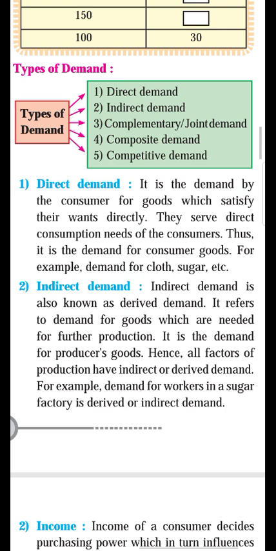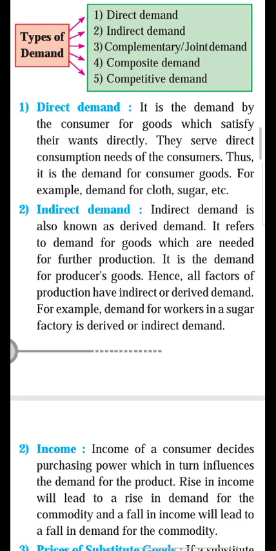Direct demand is also known as conventional demand, because it satisfies the consumer wants directly. You can add one more sentence: all consumer goods are direct demand. The consumer goods are nothing but food, clothes, chocolate, milk, vegetables, groceries. All these are direct demand. You can write the example: all consumer goods are direct demand.